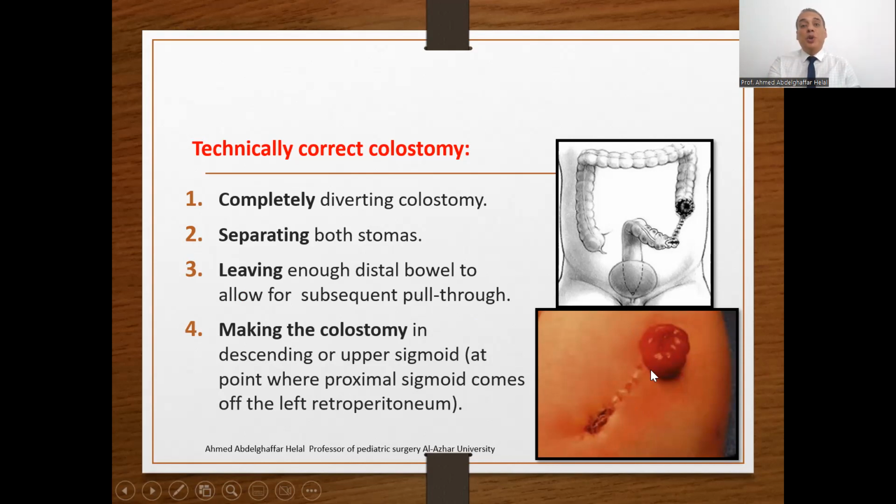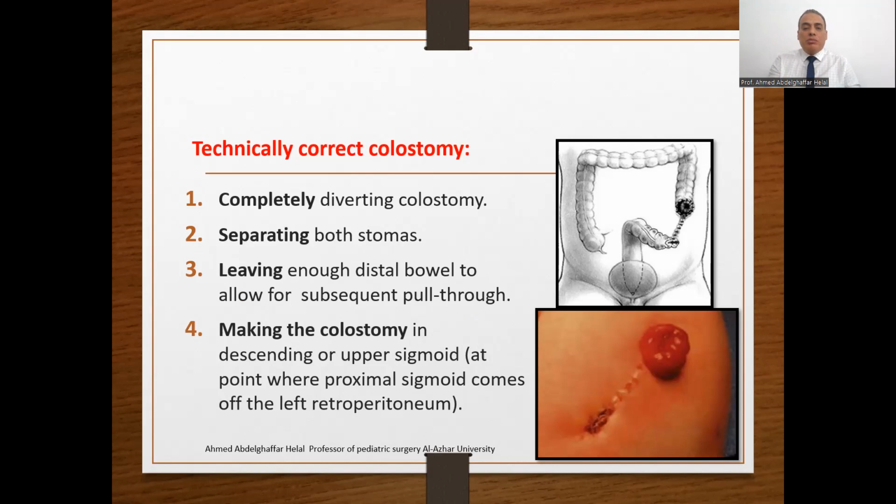Number two, it's very important to leave enough distal bowel. This part must be enough to allow for distal pull-through. This part will be pulled and grasped to overcome the gap and perform the new anus. So if you perform your colostomy very low, you don't leave enough redundant bowel. That's really very important. Number three, the best or ideal position to make the colostomy in the cases of anorectal malformation is in the descending or the upper sigmoid, which is very important at this point.